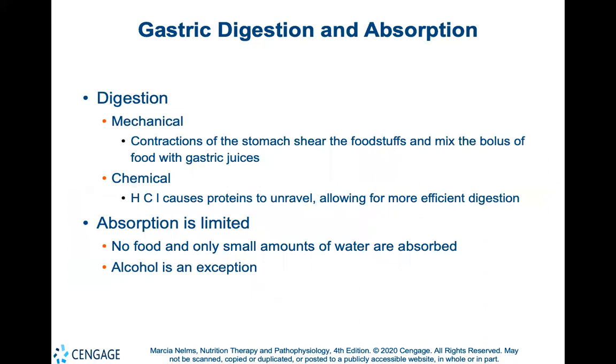Digestion in the stomach is both mechanical and chemical in nature. Mechanical digestion occurs as contractions of the stomach shear the foodstuff and mix the bolus of food with gastric juices. Hydrochloric acid causes proteins to unravel or denature, allowing for more efficient digestion. Additionally, hydrochloric acid converts pepsinogen to the active enzyme pepsin. Pepsin works to cleave amino acids, di- or tripeptides, from inner portions of the protein and results in shorter chains of amino acids called peptones.